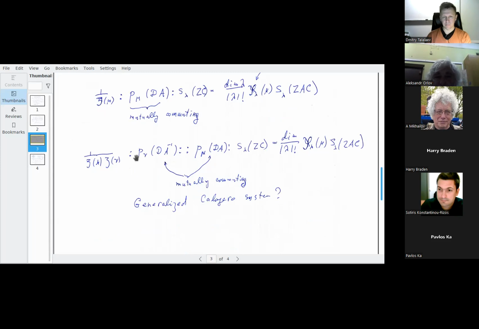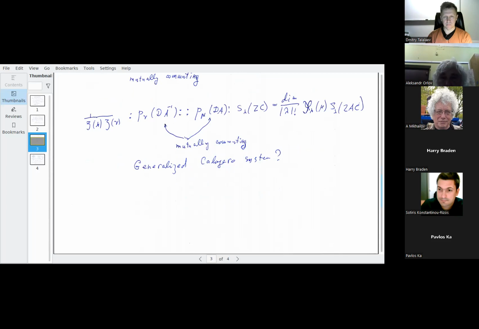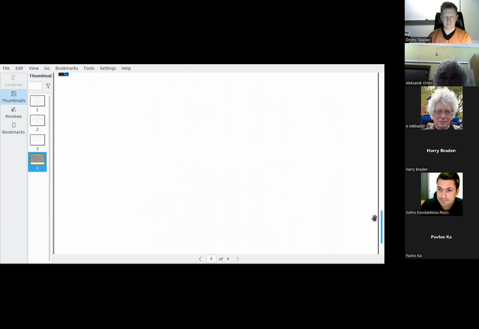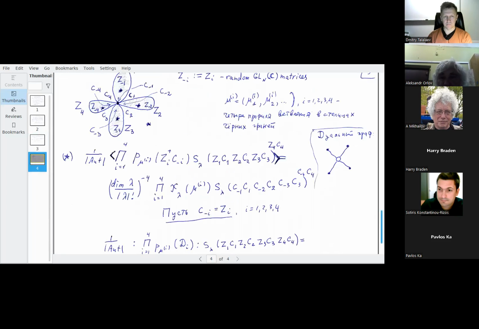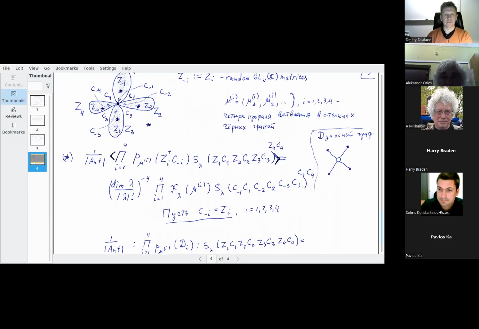So what I want to say is that this is another example of commuting operators and eigenfunctions for it. I don't know how it may be called, maybe a generalized Calogero system. This is another example with a different graph.